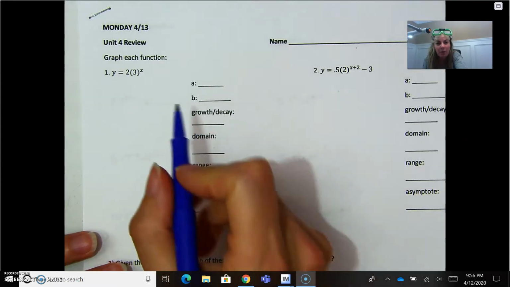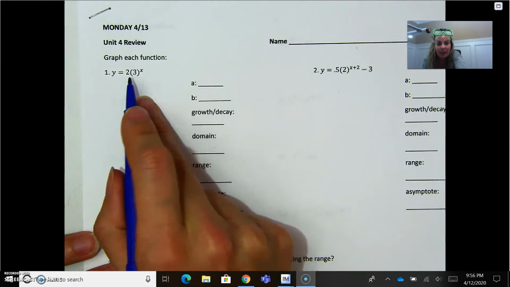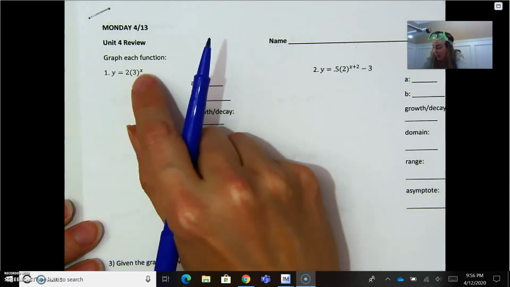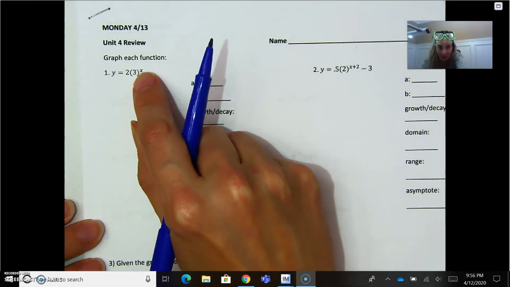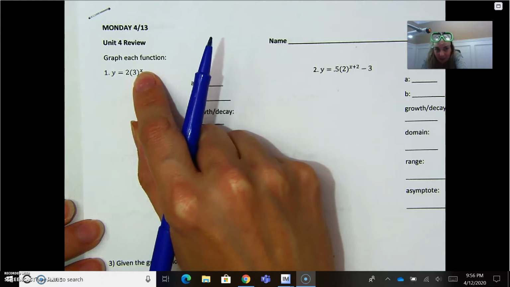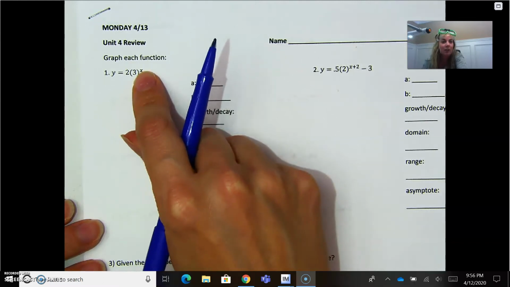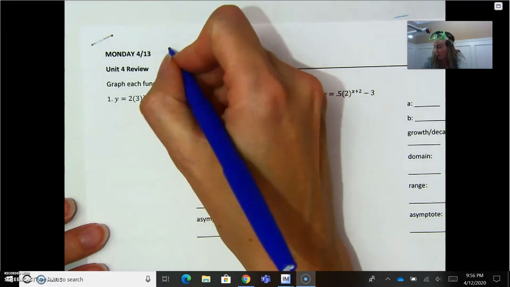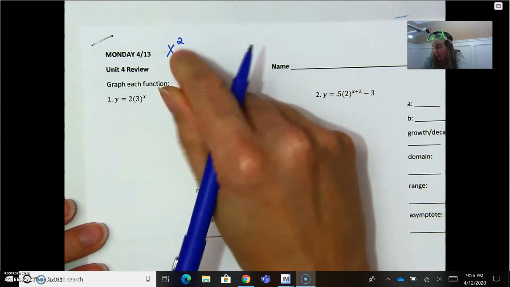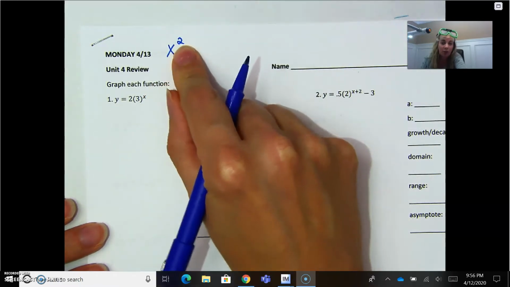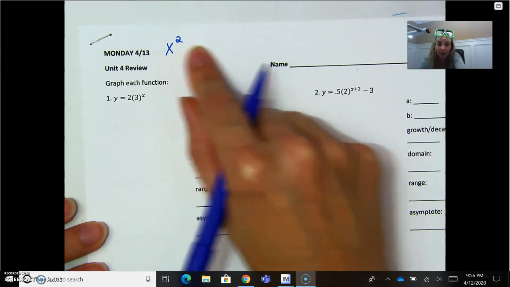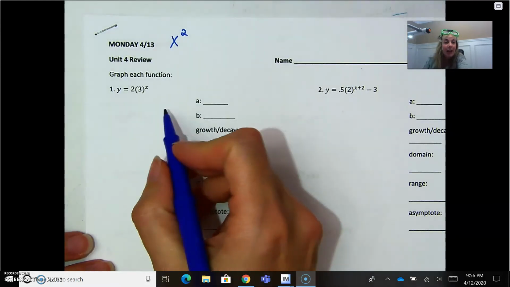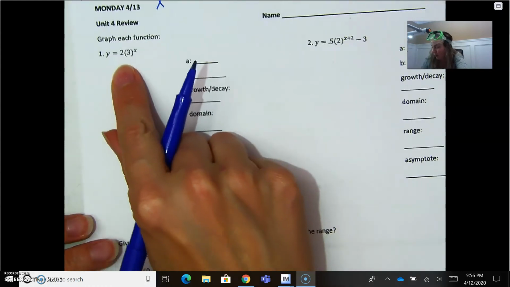All right, so before the break, we were talking about these exponential functions. Notice where the variable is. The variable is in the exponent spot, hence the name exponential functions. A couple weeks ago, we were doing quadratic functions where the exponent was always a 2. It was always x squared and some other numbers too. Anywho, exponential functions, here we go.